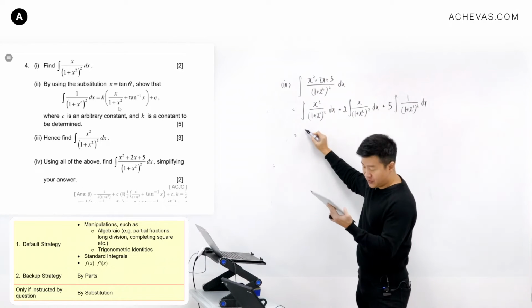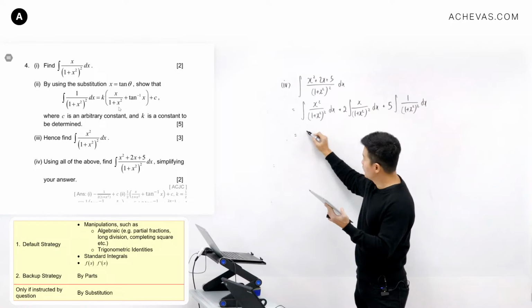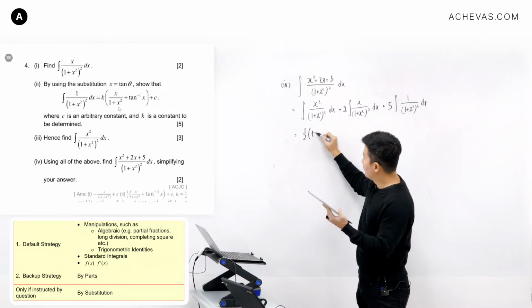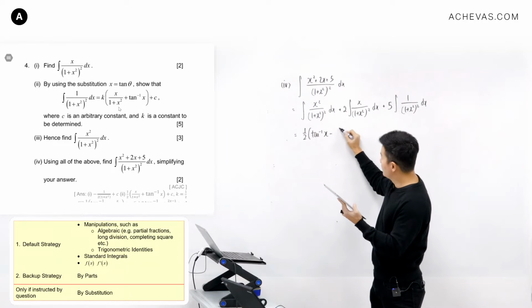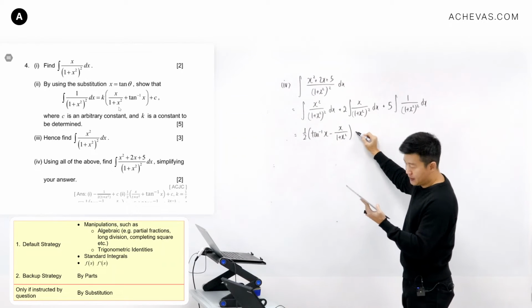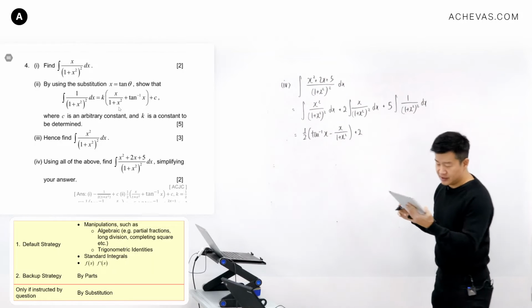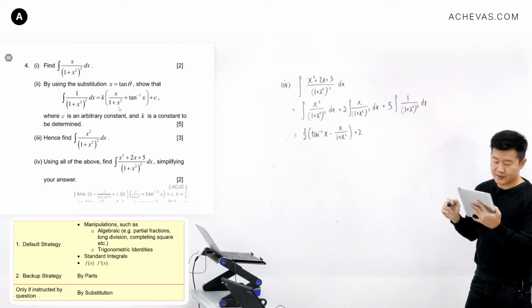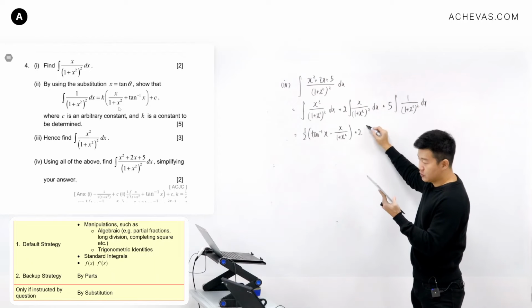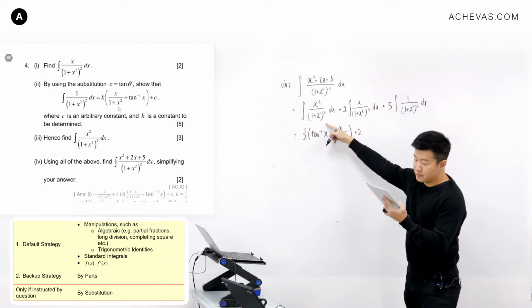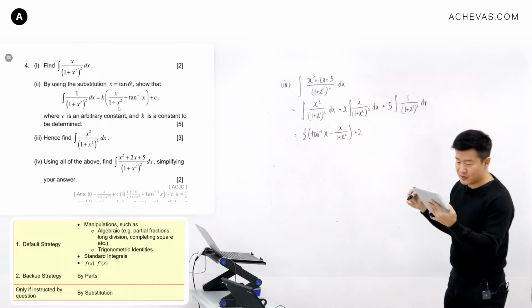It is going to be equal to half of tangent inverse, making use of part 3's result, minus away x over 1 plus x squared. Then plus 2 times of this, I'm going to make use of the result from part 1. This we are using part 3. We are using part 1's result.